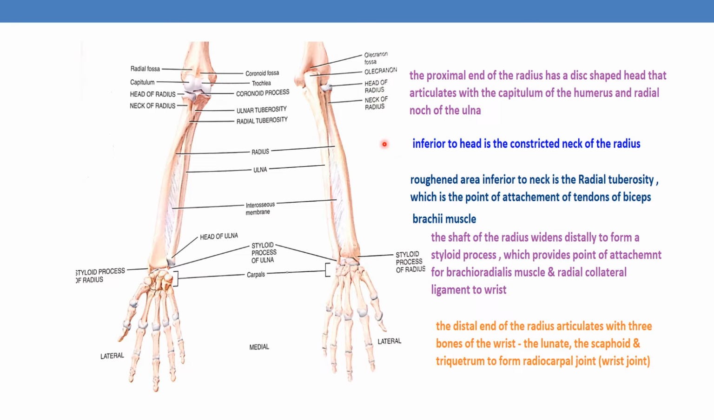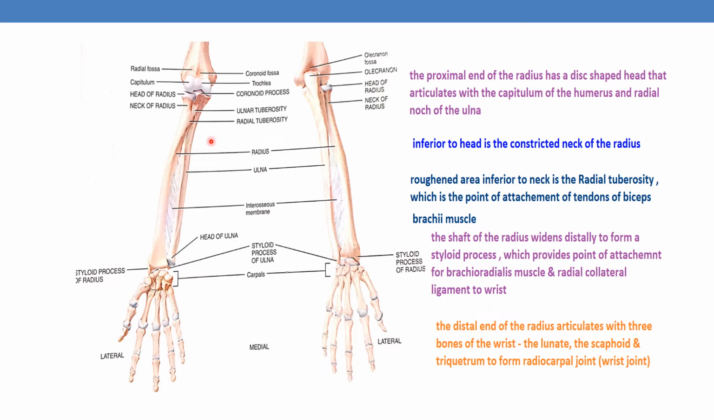inferior to the neck is the radial tuberosity. The roughened area inferior to the neck is the radial tuberosity. This radial tuberosity is the point of attachment for the tendons of the biceps brachii muscle. Here the tendons of the biceps brachii muscle attach.